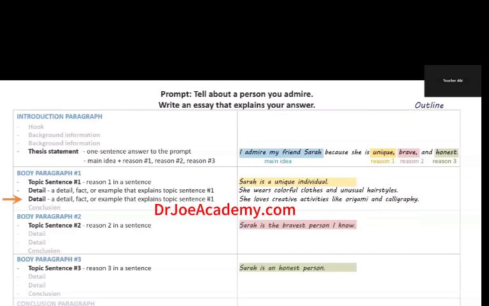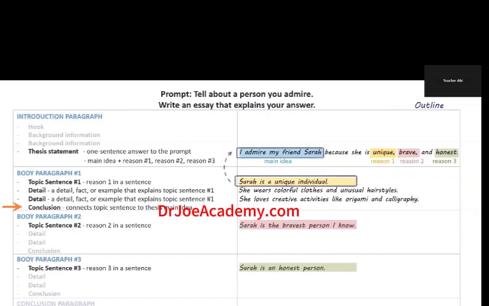Now let's write our conclusion sentence for body paragraph 1. In the conclusion sentence, we want to connect the topic sentence of our paragraph back to the main idea in our thesis statement. Remember, the main idea in the thesis statement is the basis of everything else we write. So if we revisit that idea in our conclusion sentences, it helps us to keep everything connected. So here we need to connect the topic of body paragraph 1, that Sarah's unique, back to the main idea in the thesis statement that this is a reason I admire Sarah.